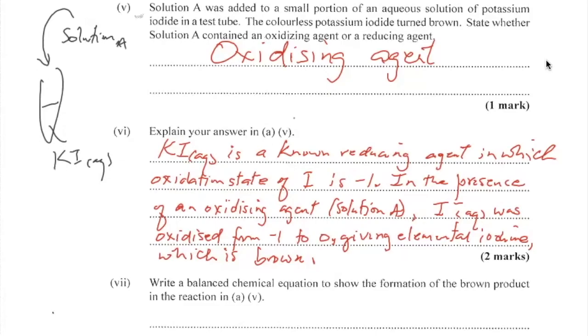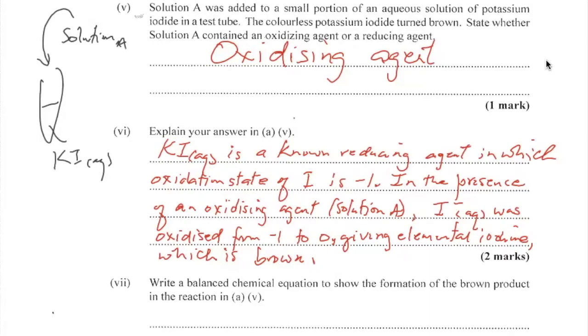The brown product is iodine in the presence of aqueous medium. And persons might be wondering, but sir, iodine is a dark purple solid. But the iodine that is being formed here is being formed in aqueous medium, so it would be brown. All right, so we're going to write what happens.